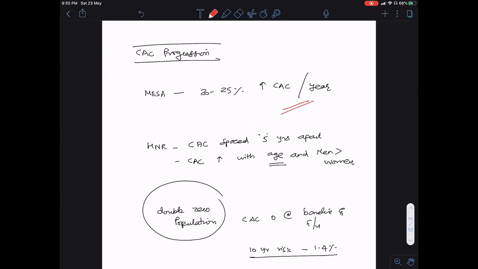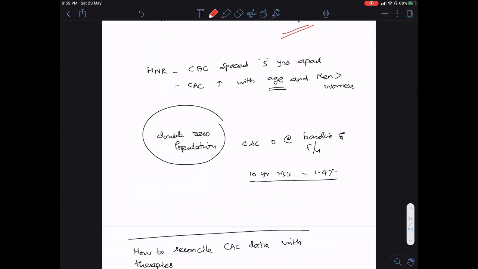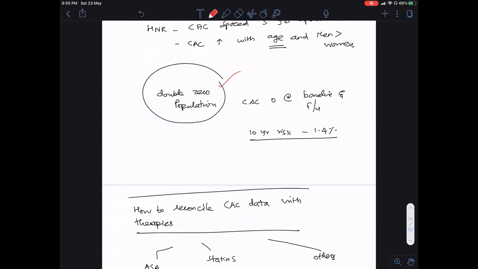A lot of studies have found that they progress slowly, so there's a lot of heterogeneity in this. But what we know is that CAC progresses. And what if we do CAC at two different time points, maybe spaced by 5 years? So this is the 0-0 population, in which the CAC is zero at two different time points, the 10-year risk of them developing a CV event was only 1.4%. So a 0-0 population probably does well.